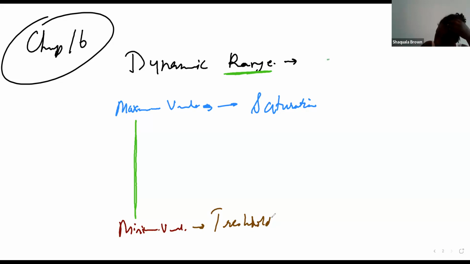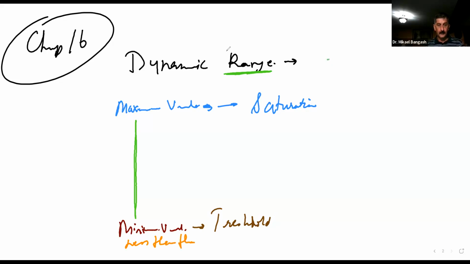Right, okay. Where we can mainly say, let me just put one other thing. Anything that is going to be less than the minimum value, what we call the threshold, is what we refer to as noise.